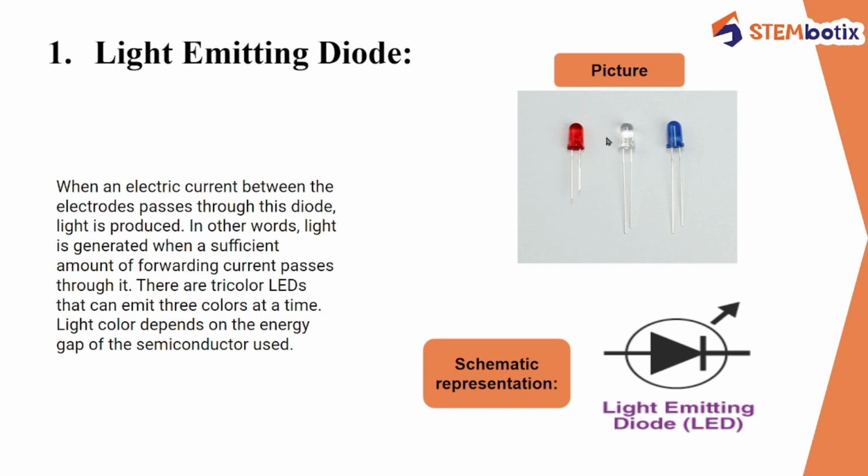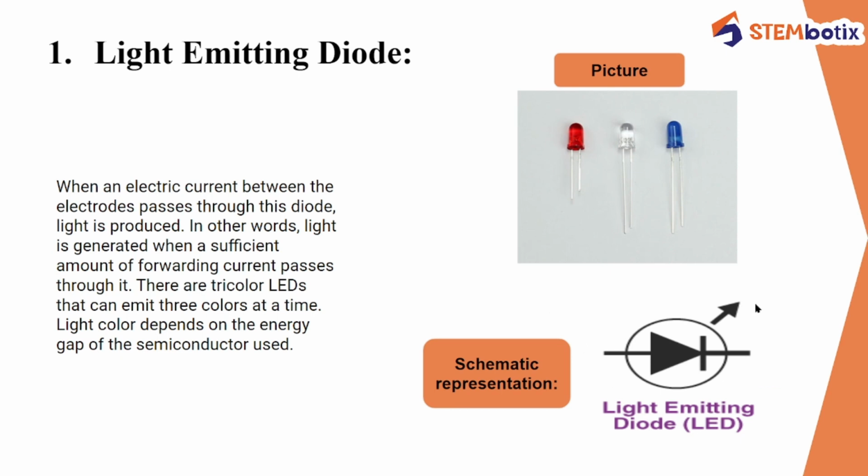So whenever there is a current flow between anode and cathode, this diode will produce or emit red light. Specifically, this one will produce white light and this one will produce blue light. So this is a pictorial representation of a light emitting diode, which does nothing but emit light whenever there is a current flow between its electrodes.